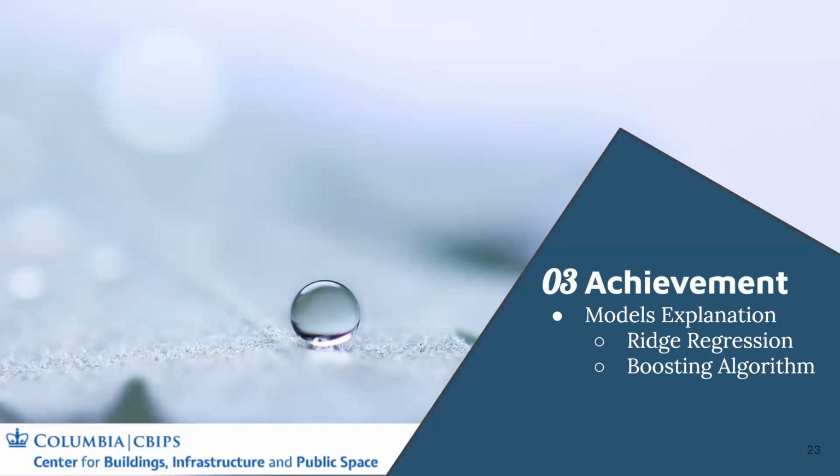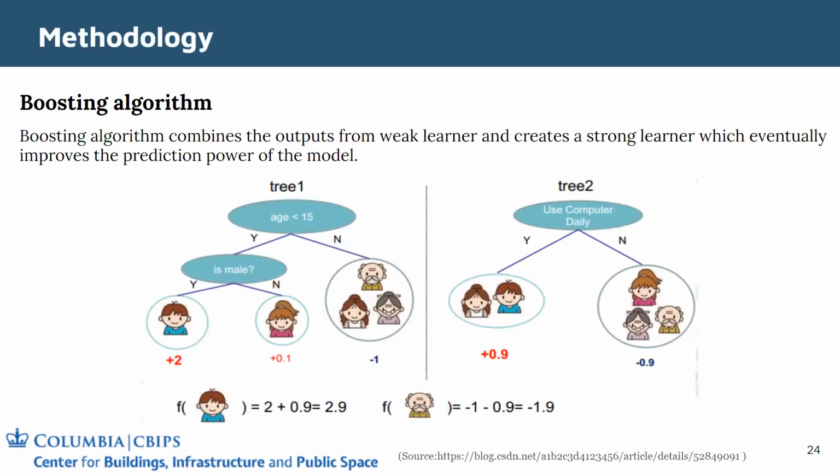Okay, in our second model, we use the boosting algorithm. Next slide. Let's see first how the boosting algorithm works. A boosting algorithm combines the output from weak learners and creates a strong learner, which eventually improves the prediction power of the model. What is the meaning of this definition?